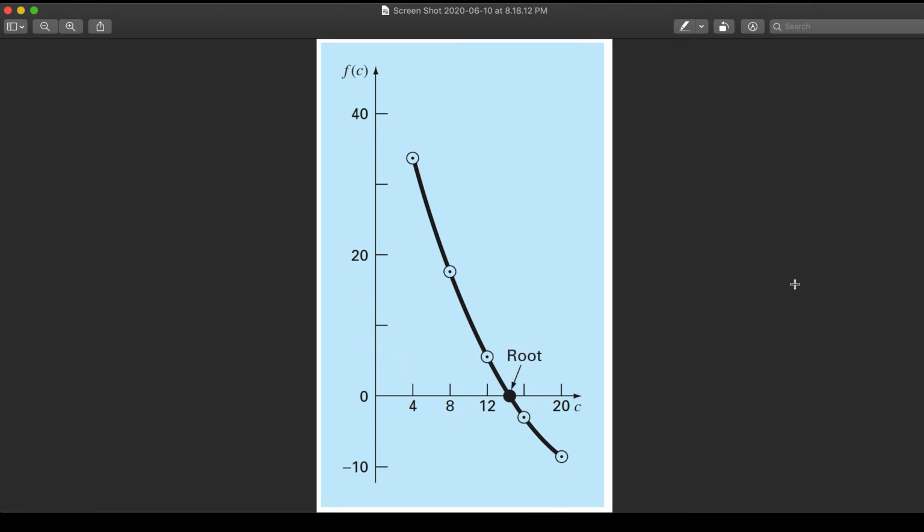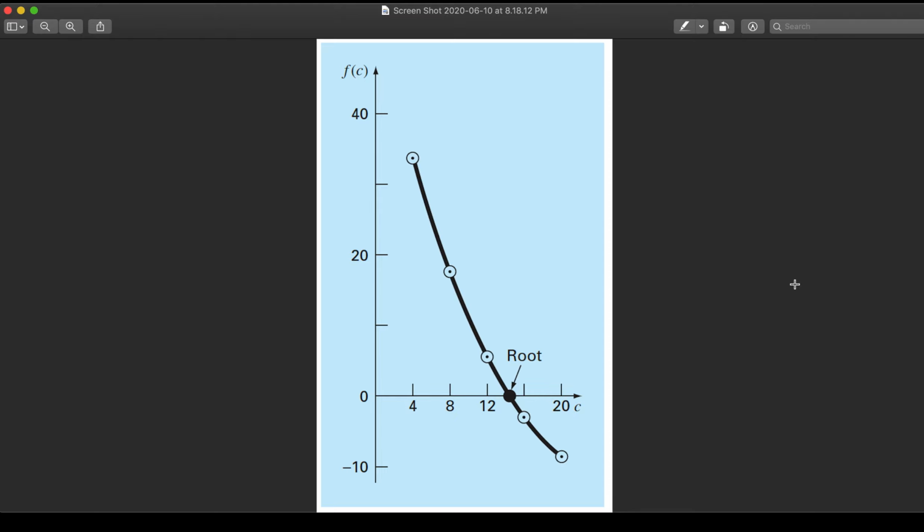Today, I'm going to be talking about one of the methods that we used to solve for the roots of an equation. In this case, it's going to be the bisection method that we learned about in our numerical methods class. This method is the simplest one of the bracketing methods that we discussed.